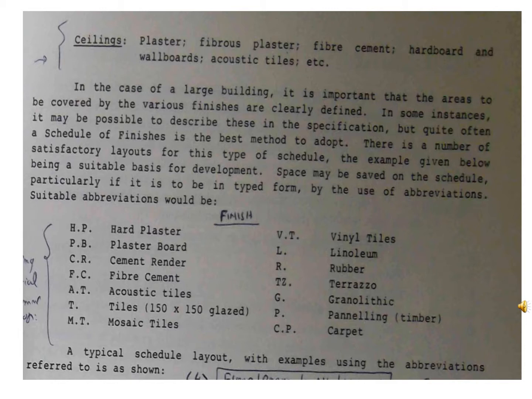HBR is hard plaster, BBR is plaster board, CR is cement render, SCR is fiber cement, ADR is acoustic tile, DR is tiles, 150 by 150 glass, MDR is mosaic tile, VDR is vinyl tile, AR is linoleum, rubber, DR is terrazzo, GR is granolithic, PR is paneling timber, CBR is carpet.